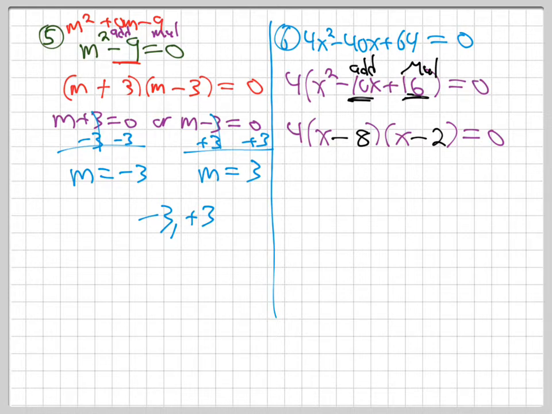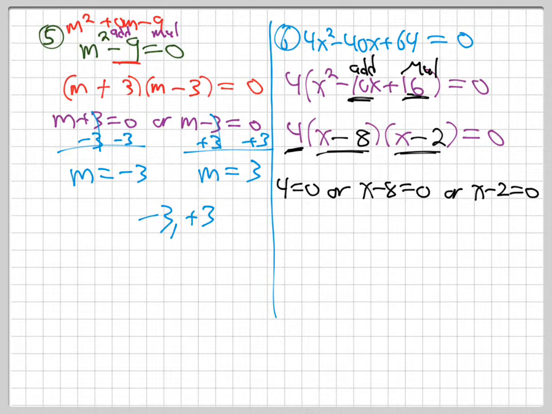Perfect. Now, a good question was asked. Faith was asking, okay, what do we do with that 4 out there? Well, you guys know the next step, right? When a bunch of things are multiplied, each one equals 0. But her question's good. What about the 4? Well, there's that part, and that part. Let's just set each part equal to 0. 4 equals 0, or x minus 8 equals 0, or x minus 2 equals 0.